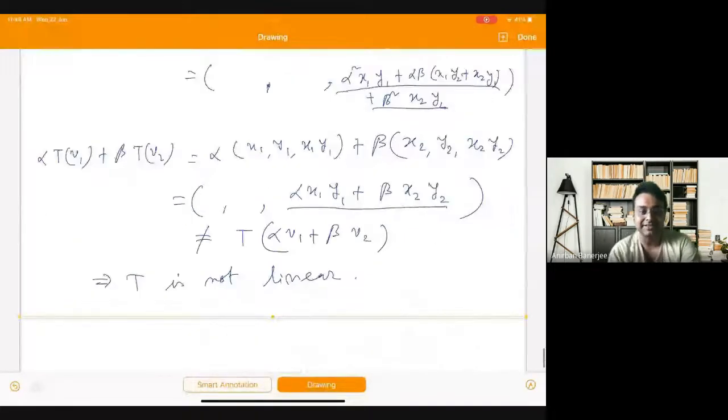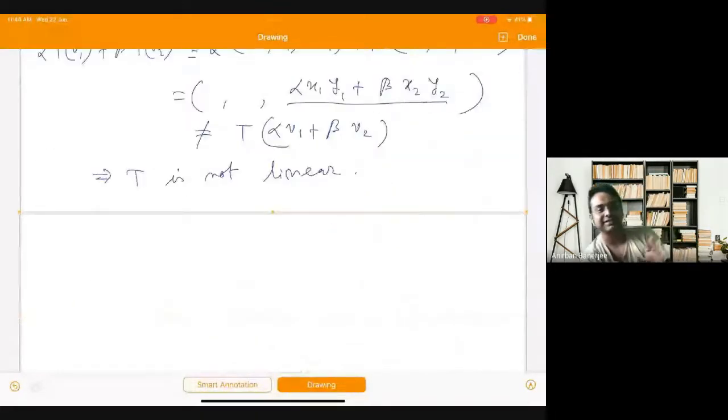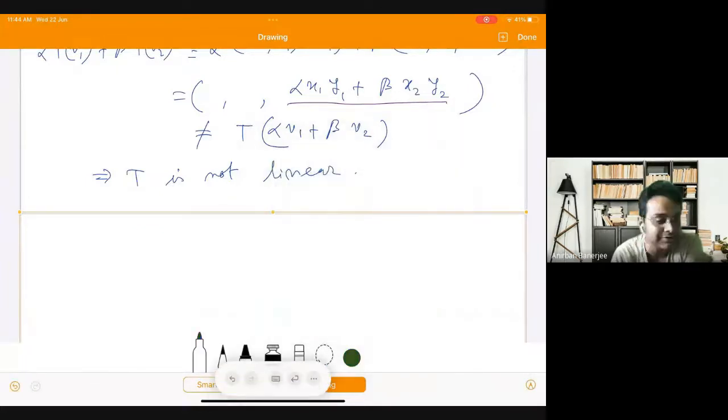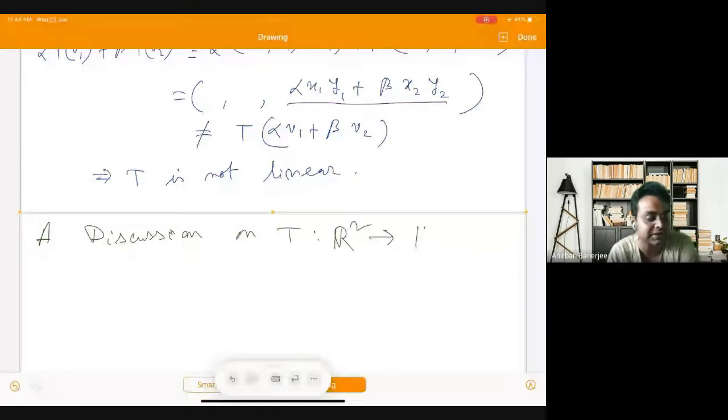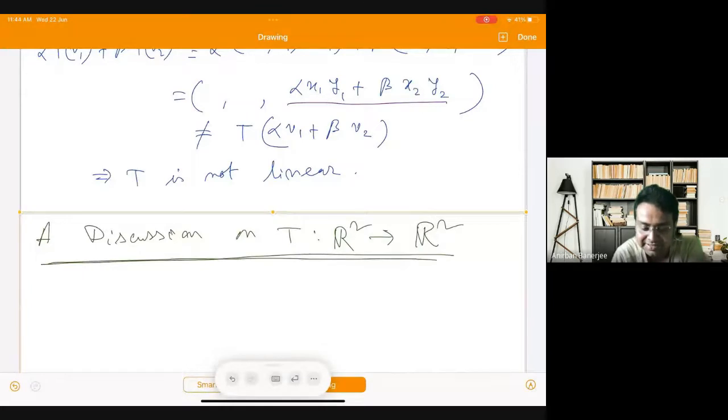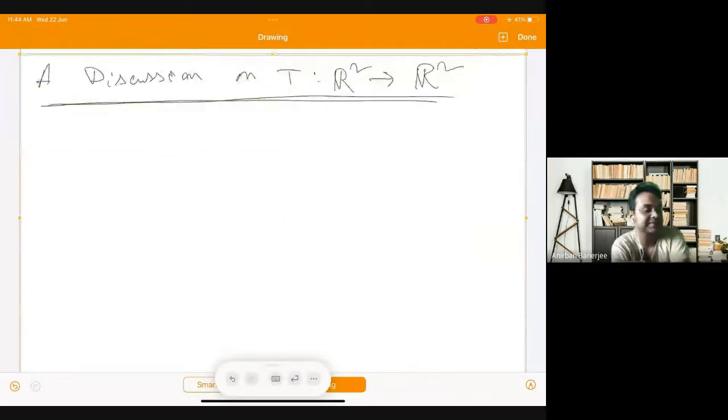But remember that we are bounded by R2 and R3 in these examples. So now we proceed further. Let's have a discussion on a simple case, that is a map from R square to R square. We're discussing a simple case, then we will extend it to different spaces.